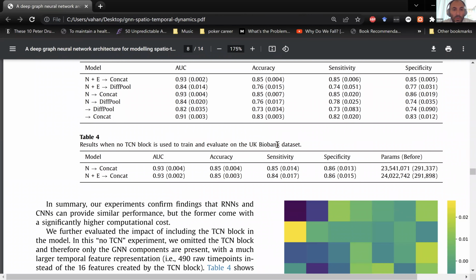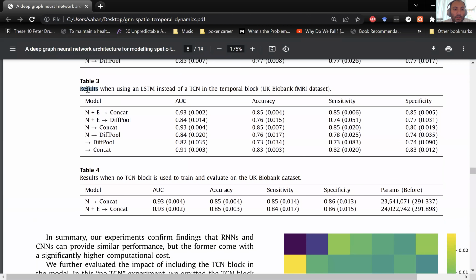So here there is an experiment only on when there is no time component block. What if we remove the time component? You can see that actually the metrics are similar, but the parameters are multiplied by like 100. This is 10 by 10, because we don't do the time dimension reduction. But otherwise the metrics are actually very similar.